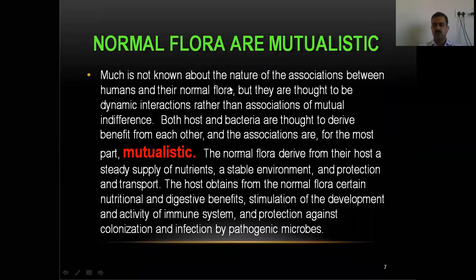Now, much is not known about the association between humans and the normal flora, but they are thought to be a dynamic interaction rather than an association of mutual interference. Both host and bacteria are thought to derive benefits from each other, and the association is found to be mutualistic. Mutualistic means what? The normal flora derive from the host a steady supply of nutrients, a stable environment, and protection and transport. The host obtains from the normal flora certain nutritional and digestive benefits, stimulation of development and activity of the immune system, and protection against pathogenic strains.